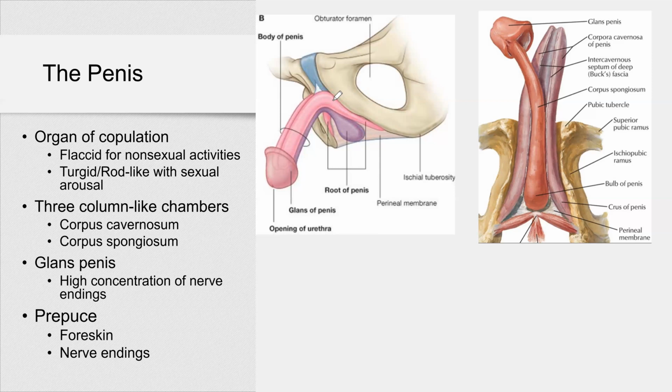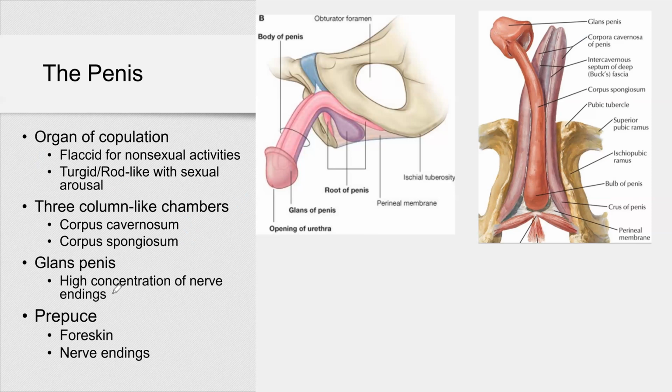The penis is the organ of copulation. It's flaccid for non-sexual activities and turgid or rod-like with sexual arousal. So it's hard during sexual intercourse. It's made of three column-like chambers: the corpus cavernosum and corpus spongiosum. And we have the corpus cavernosum twice, right? Two corpora cavernosa here, and the corpus spongiosum.